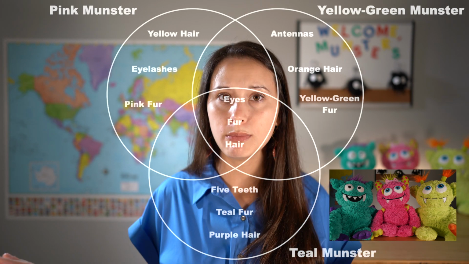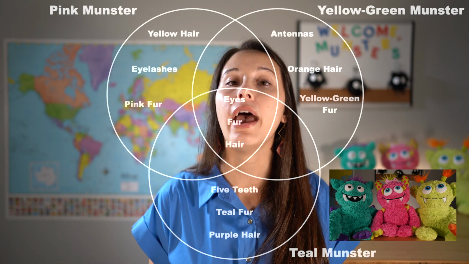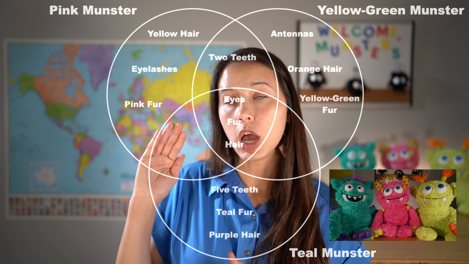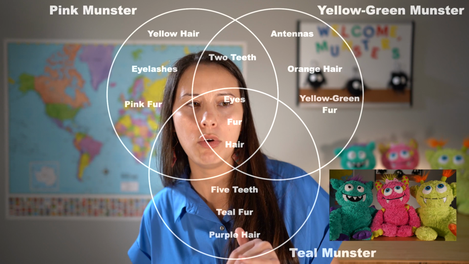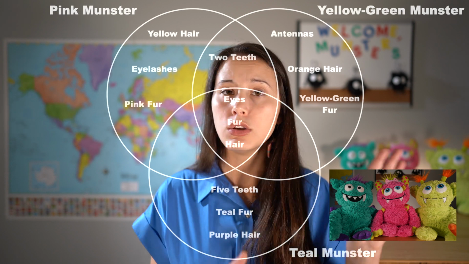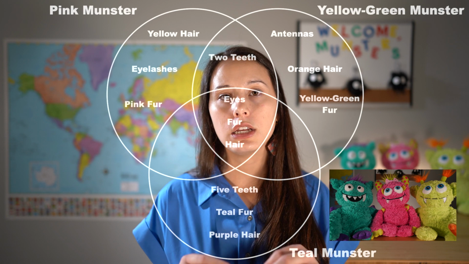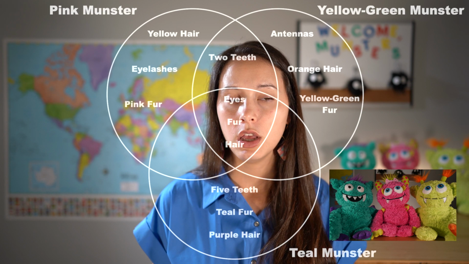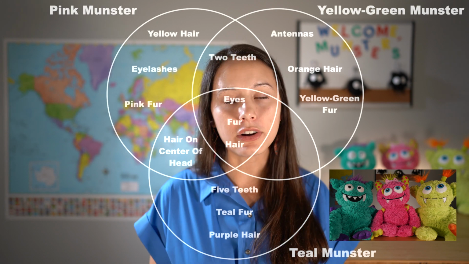What do just those 2 Munsters have in common? From the word bank, I pulled that they both have the same number of teeth. They both have 2 teeth. And so that's what the top part of my Venn diagram is filled out as. Now let's look down, and we're comparing our pink Munster and our teal Munster. Just those 2 Munsters. What do they have in common with each other? This is the next smaller section of the middle comparing part. They both have hair on the center of their head.